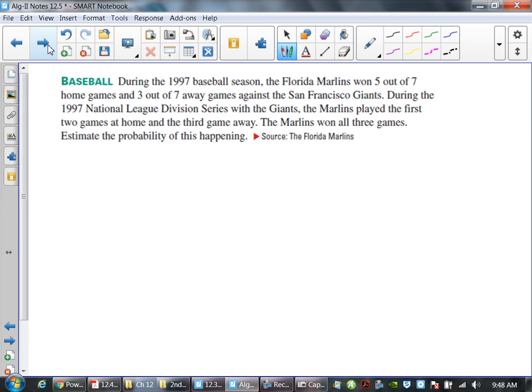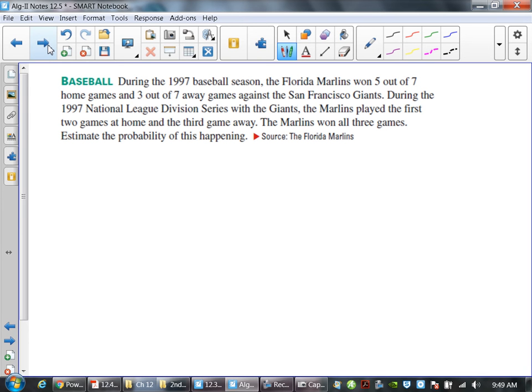During the 1997 baseball season, the Florida Marlins won 5 out of 7 at home and 3 out of 7 away games against the Giants. During the National League Division Series with the Giants, the Marlins played the first 2 games at home and then the 3rd game away. The Marlins won all 3 games.